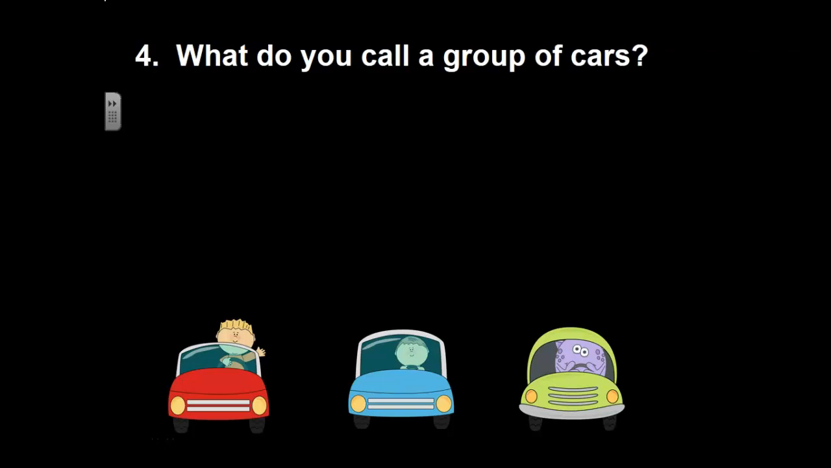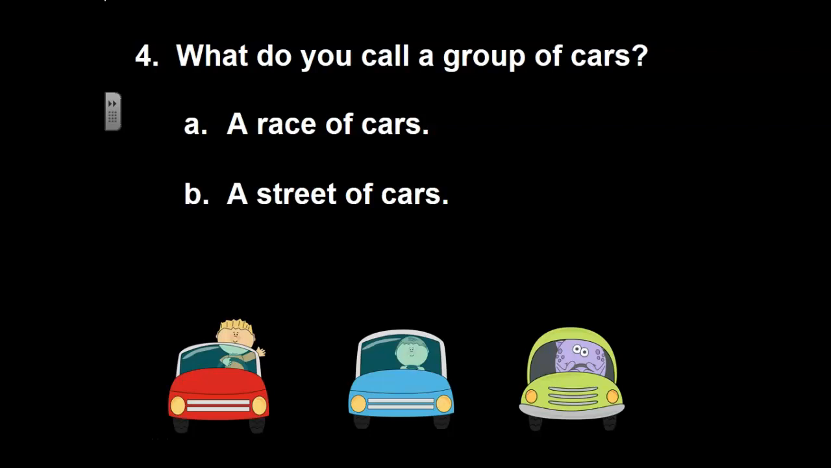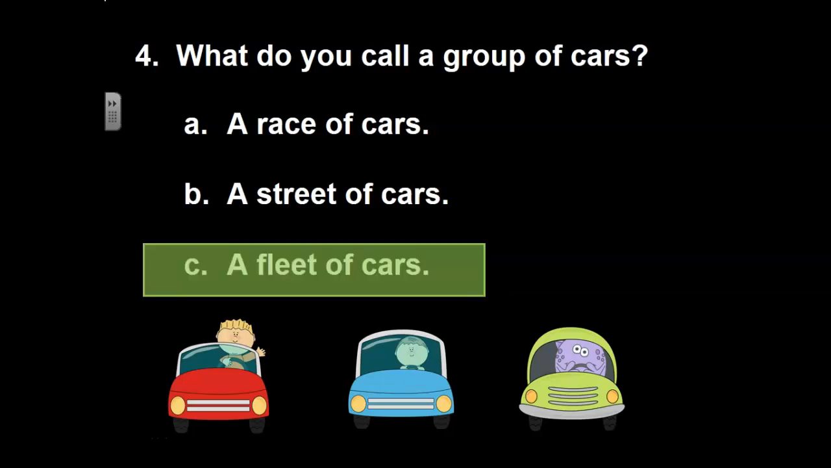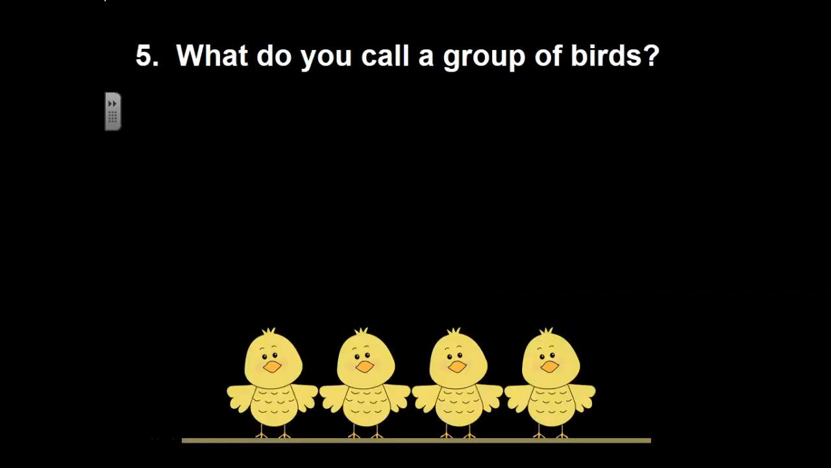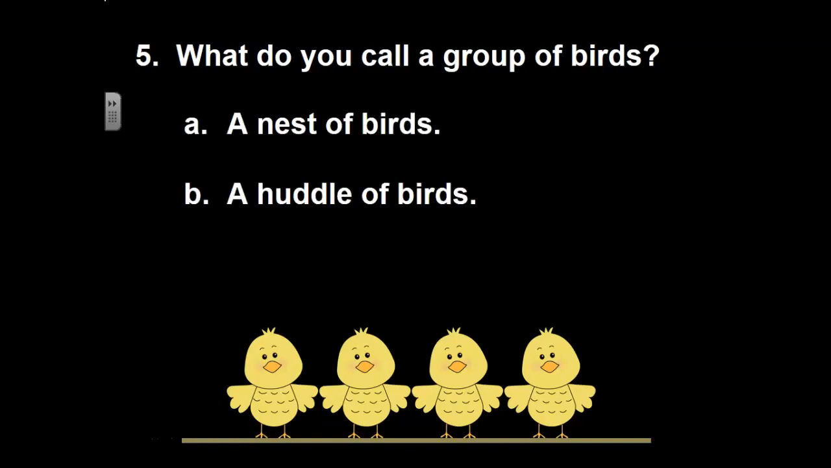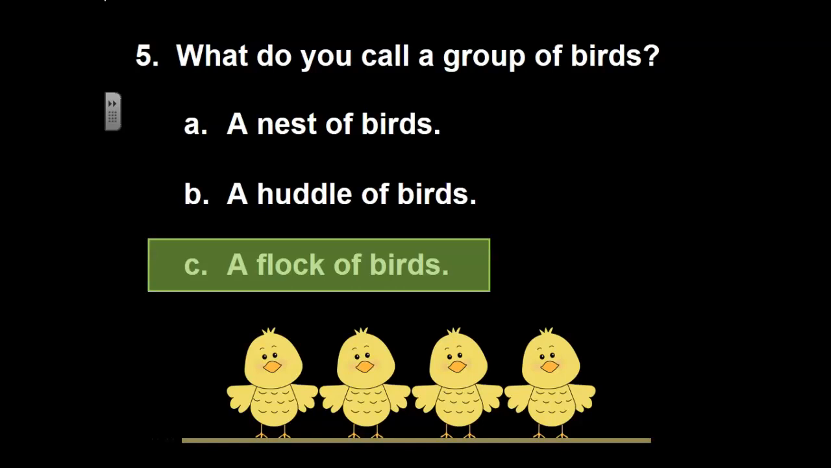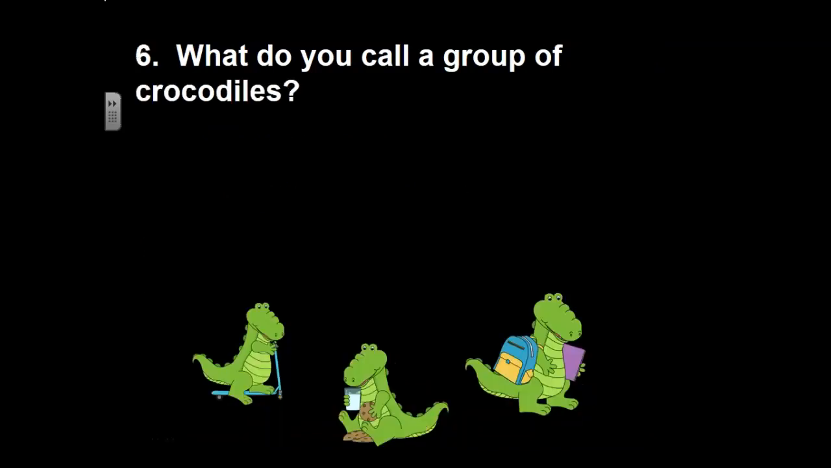What do you call a group of cars? Is it a race of cars, a street of cars, or a fleet of cars? All right, the collective noun is fleet. Fleet is a group of cars. What do you call a group of birds? Is it a nest, a huddle, or a flock? The collective noun is flock.